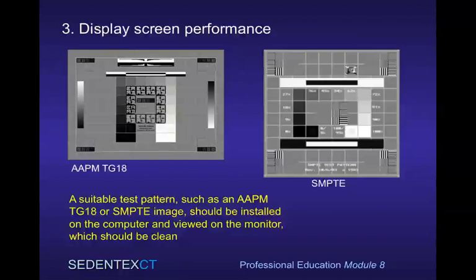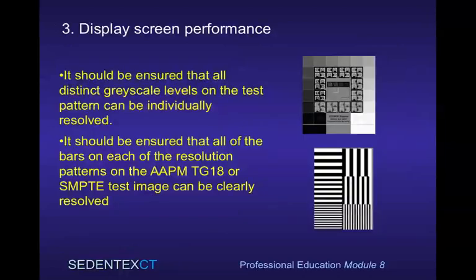To do this, a suitable test pattern, such as an AAPM or SMPTE image, should be installed on the computer and viewed on the monitor, which should of course be cleaned. These test patterns are easily downloadable from the internet. You should be checking that all distinct grayscale levels on the test pattern can be individually resolved. It should also be ensured that all of the bars on each of the resolution patterns on the test images can be clearly resolved.